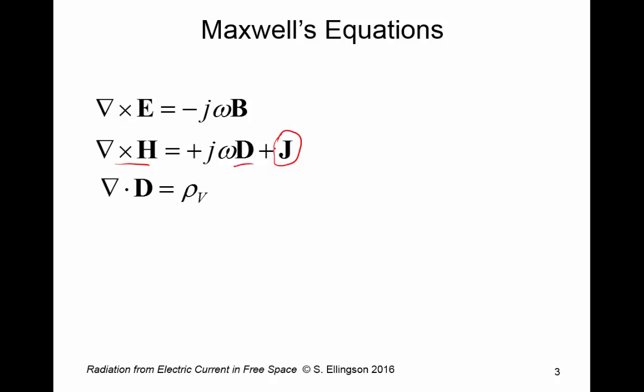Here's Gauss's law. And then Gauss's law for magnetostatics. The divergence of the magnetic flux density is 0. Now this is not exactly the most useful form for solving this particular problem, so we're going to make a few modifications here.